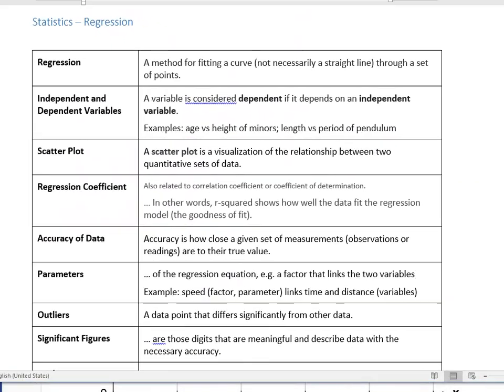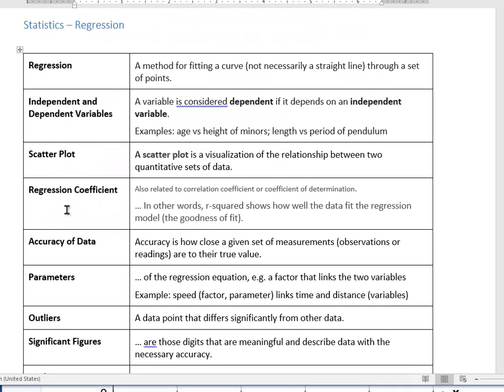So here is an overview of the words that I'm going to use. So there's the regression method of fitting a curve. Dependent variables. Here's, for example, a common relationship, the age and height of minors as kids are growing, and then through adolescence, the older they get, usually the taller they are, and you can plot that and see a relationship.